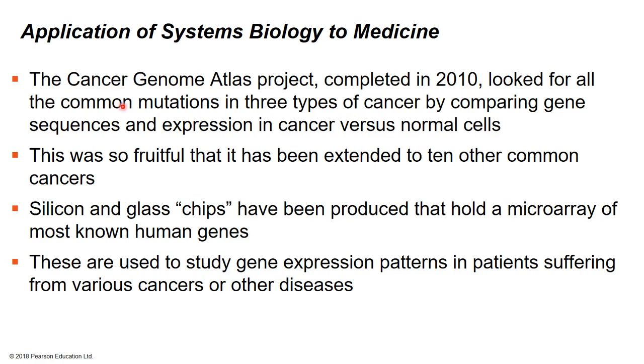And in this project, they were able to determine the most common mutations responsible for the transformation of a normal cell into a cancer cell. They also looked for the differential gene expression between cancer cells and normal cells. And this was done also using a technique called microarray. We already discussed microarray in the previous chapter.